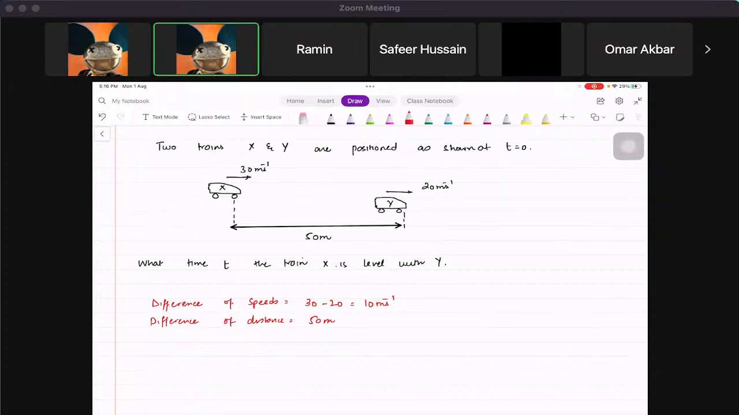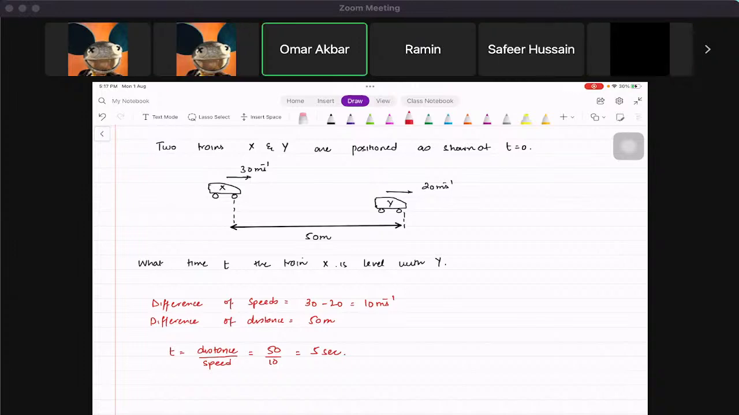So then what you do, you use the time taken, which will be basically the distance over speed, and that would be 50 divided by 10. So it would take 5 seconds for X to be level with Y. Is it clear, everyone? Yes, sir. So please do remember that relatively that's the difference. Now that's just a small thing that I wanted to put forward.